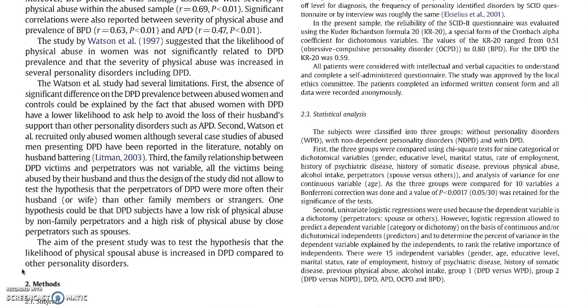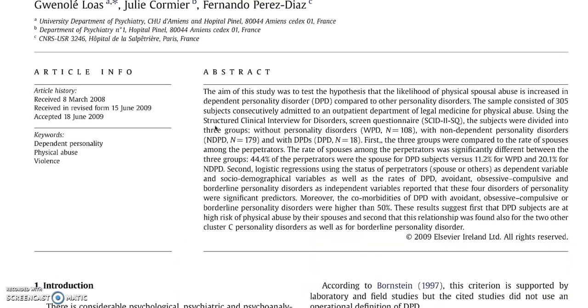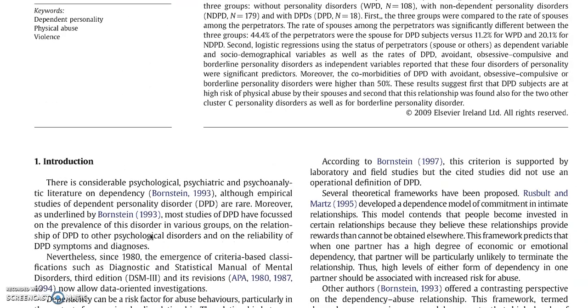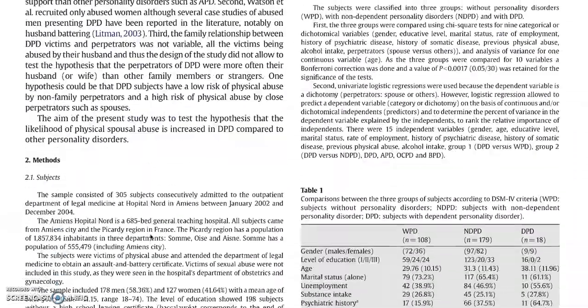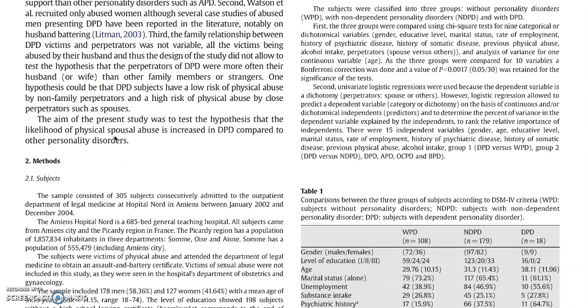Then at the very end of the introduction, they say the aim of the present study was to test the hypothesis that the likelihood of physical spousal abuse is increased in dependent personality disorder compared to other personality disorders. So now they have once again talked about the aim of their study. Remember that you saw it at the beginning of the abstract, which is often where the author will put the aim or the hypothesis, and then also at the end of the introduction.